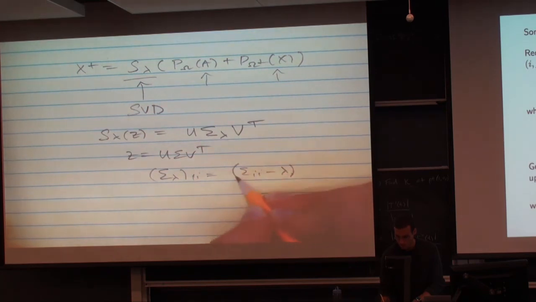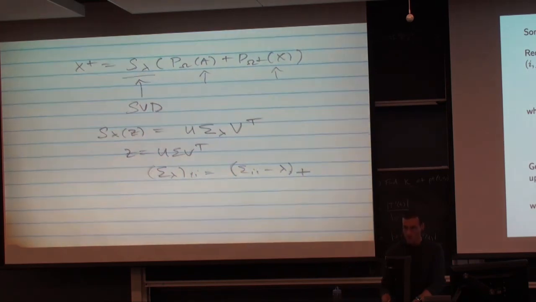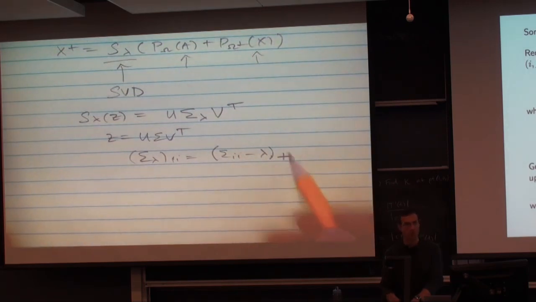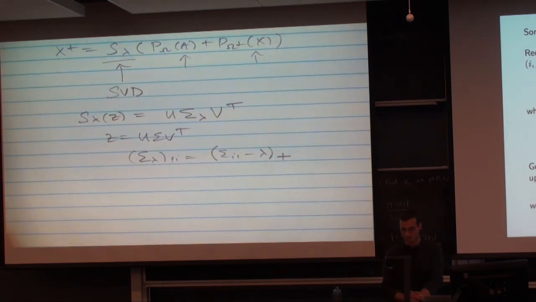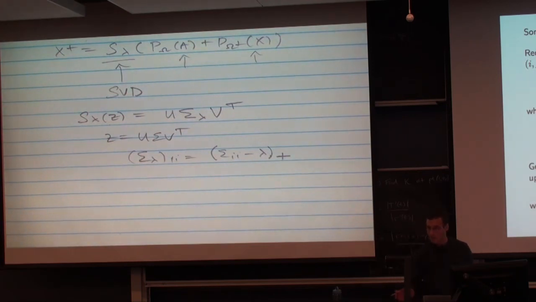So I sometimes will write the maximum between this and 0 as just the positive part. Okay, so that's how we define this matrix soft thresholding operator. In this case, it's pretty expensive. It requires an SVD. That's not nearly as cheap as something like soft thresholding.